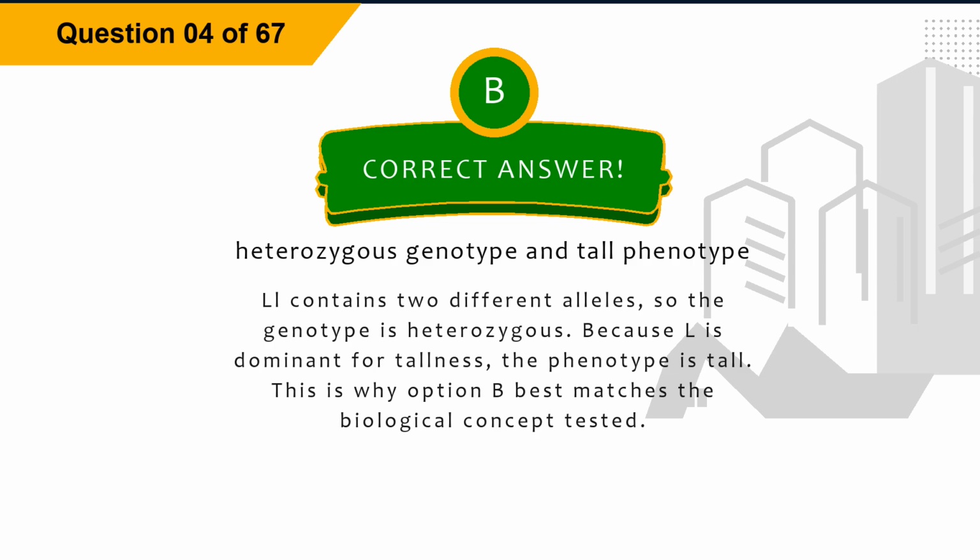Explanation. LL contains 2 different alleles, so the genotype is heterozygous. Because L is dominant for tallness, the phenotype is tall. This is why option B best matches the biological concept tested.